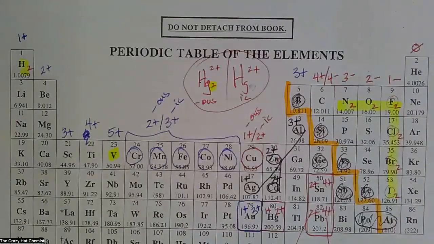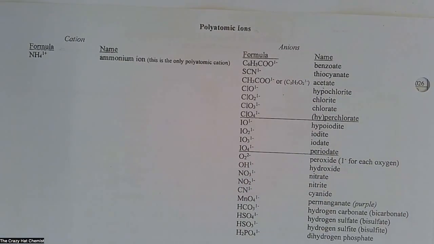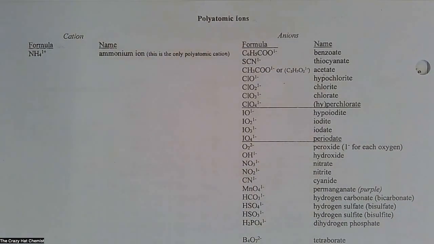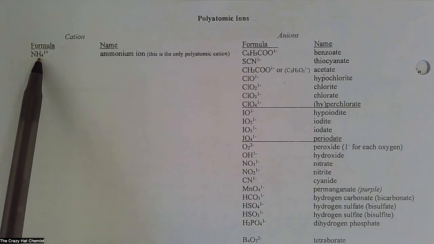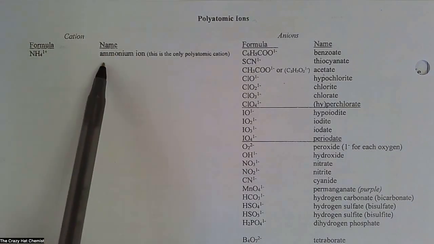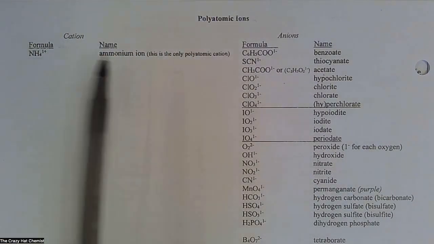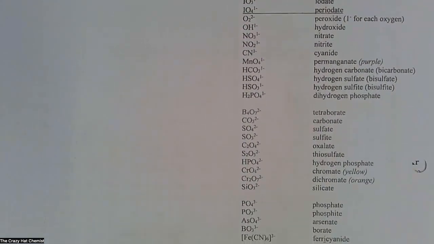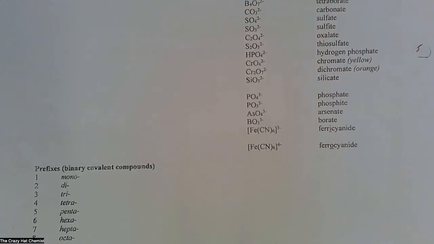On the flip side of this sheet of paper are not the monoatomic ions, but the polyatomic ions. And you do have to have these memorized. Ammonium ion is the only polyatomic cation, and that's the only one on this left-hand side. And then the anions, there's a whole bunch of those, and you do have to memorize those. That is most certain. There's a lot of those.